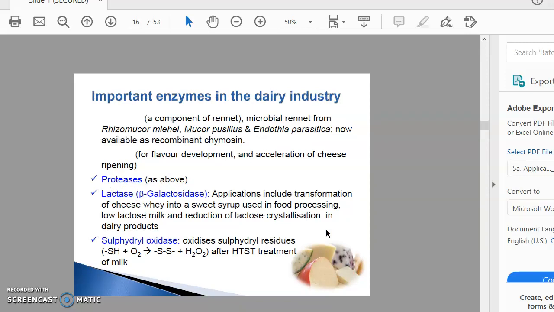Important enzymes in the dairy industry. As you know, the most important one is probably rennet in the production of cheese. I probably will put an extra YouTube video later in Putra Plus, so you can watch how cheese can be made. Also, as I told you earlier, lactase is important to reduce the lactose, and sulfhydryl oxidase is important to remove the unpleasant taste and aroma, especially after pasteurization. Heat treatment can produce a sulfur component and it can make the milk taste weird.